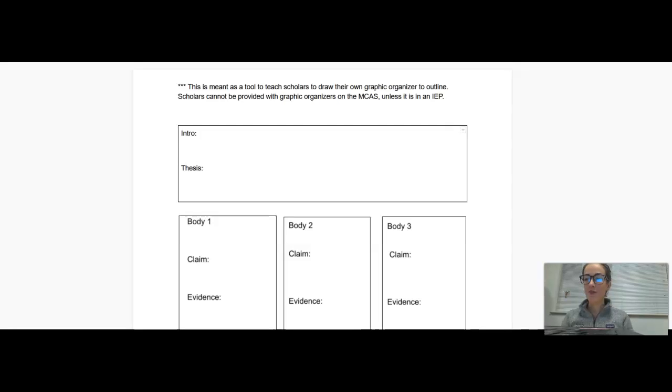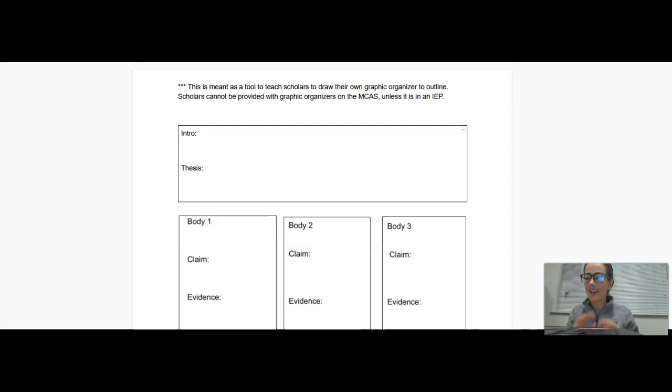Hello, everyone. I'm very excited because today is the day that we start writing our MCAS ELA long compositions. All right, let's dive right in and see what we have to do. So this is a tool that you see on your screen that we're going to be using to make sure that we are getting to each piece of the long composition.